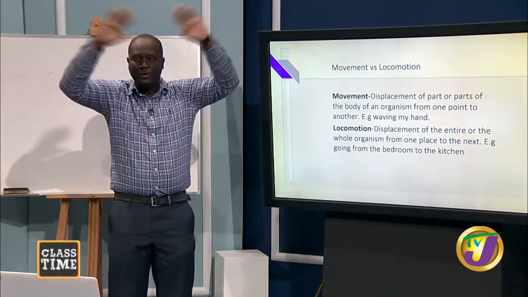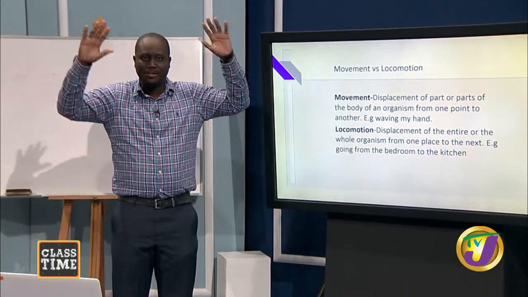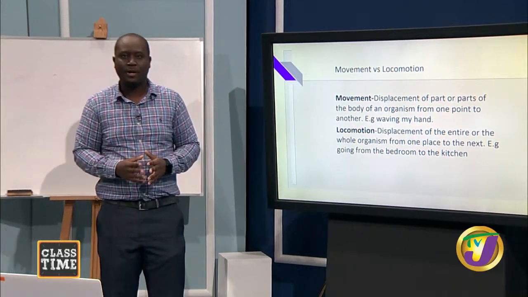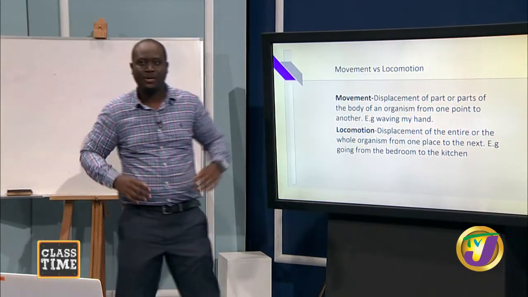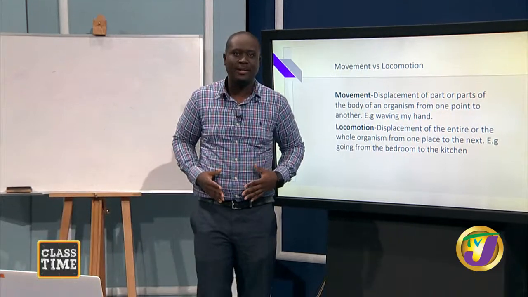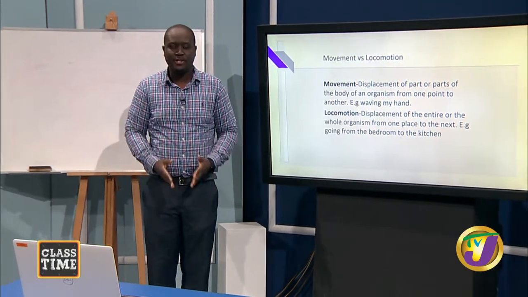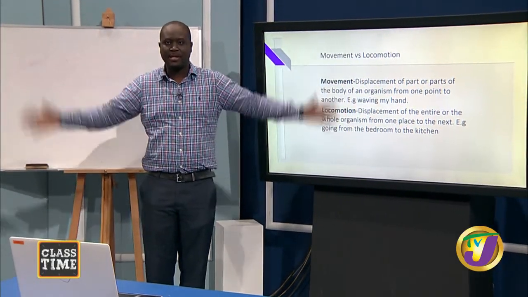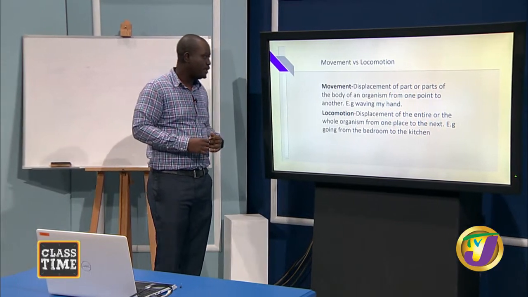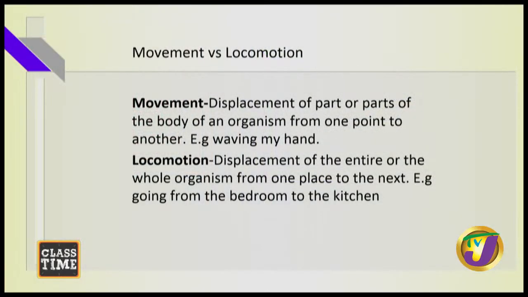So, for example, I'm here waving my hand. My entire body is stationary. My arm is just being displaced, so that's movement. Now, locomotion is the displacement of the entire organism from point A to point B. So I'm skipping, right? My entire body is changing location. That is locomotion. So in movement, the entire body remains stationary and part of it changes location, like waving my hand. In locomotion, the entire body moves from point A to point B. It's a displacement of the whole organism from one place to the next.